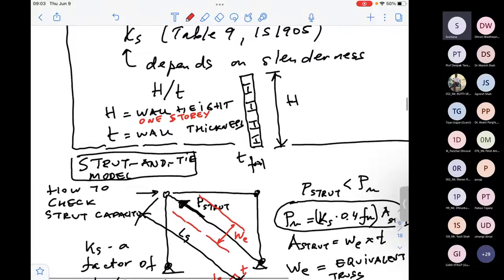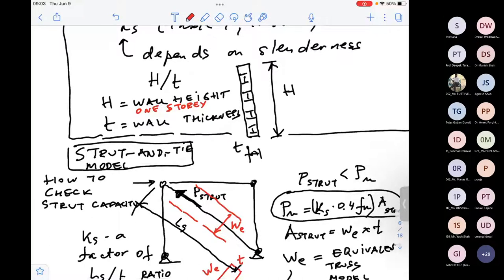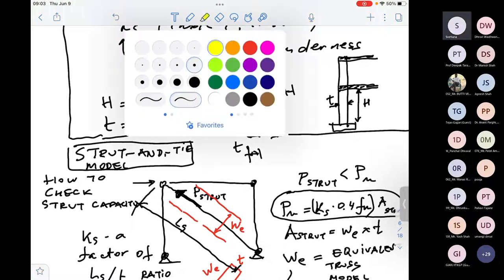So then if you have a two-story building, let's say something like this, a two-story building, foundation, one floor, other floor. So height will have to be, for this purpose, only this. And this is thickness. So only one story. Is this clear? Why is it just one story for this height to thickness ratio? Can anybody answer? What do you think? Why?